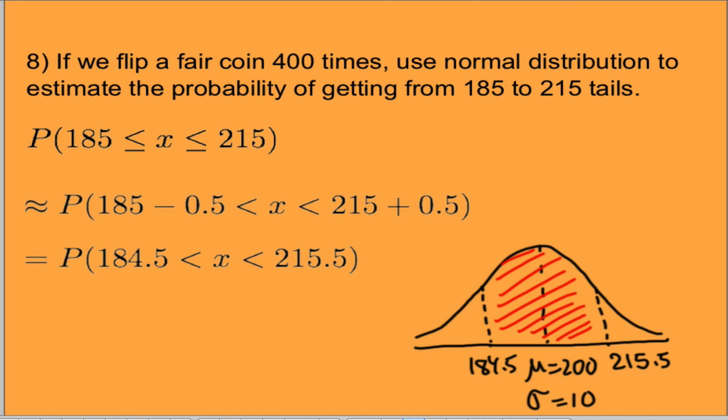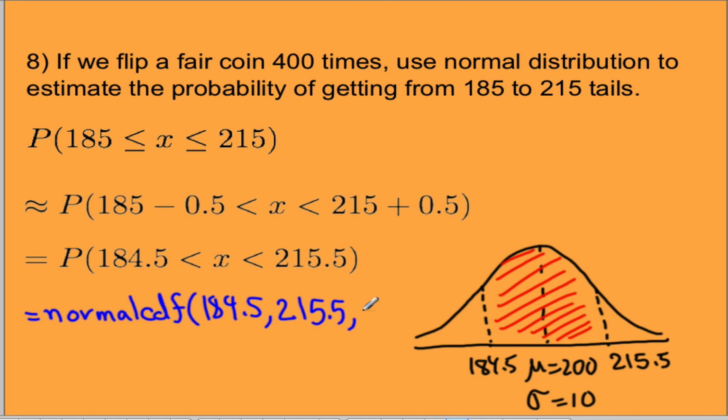And to compute this area, we're going to use normal CDF. Our lower value is 184.5. Our upper value is 215.5 with a mean of 200 and a standard deviation of 10. Once again, I'll leave this up to you to compute and compare the result with the last one.